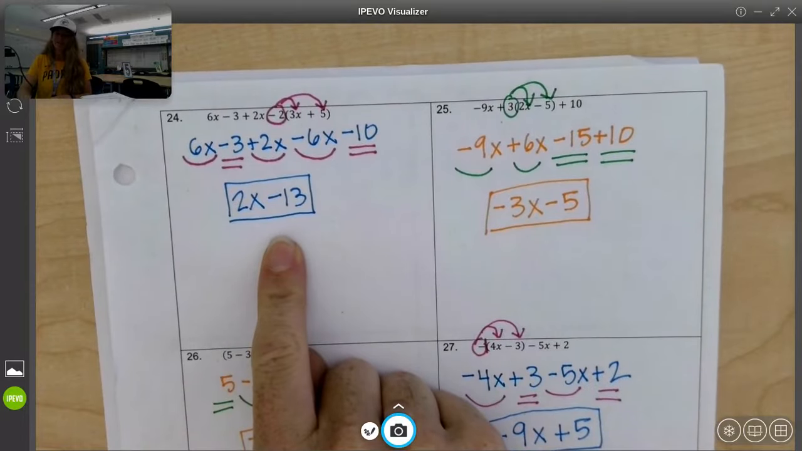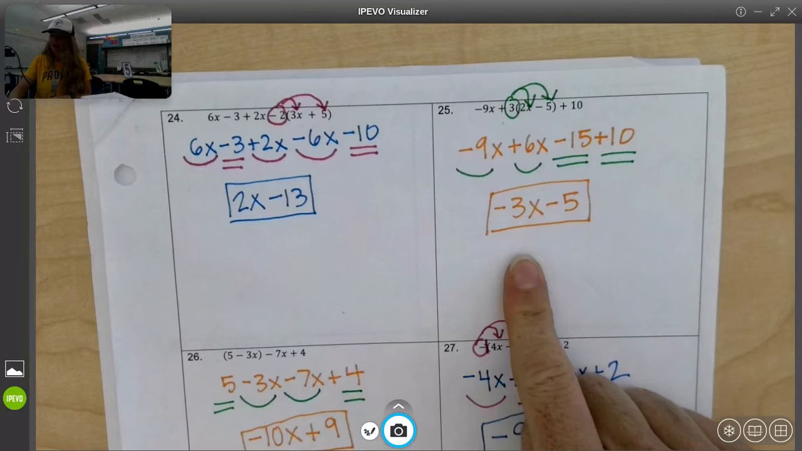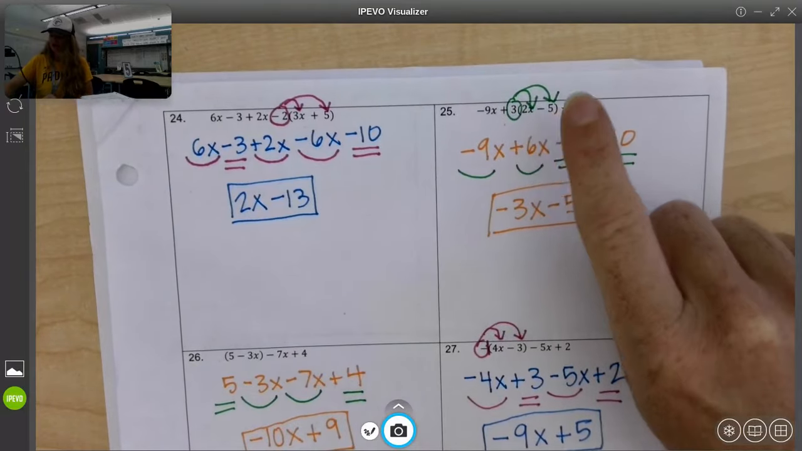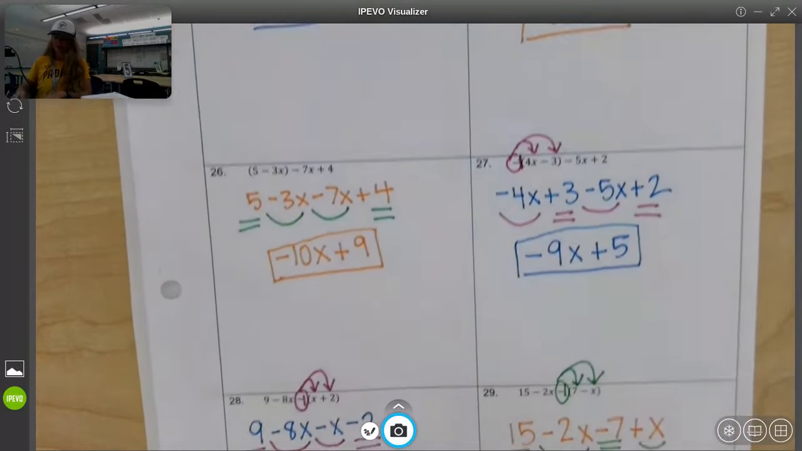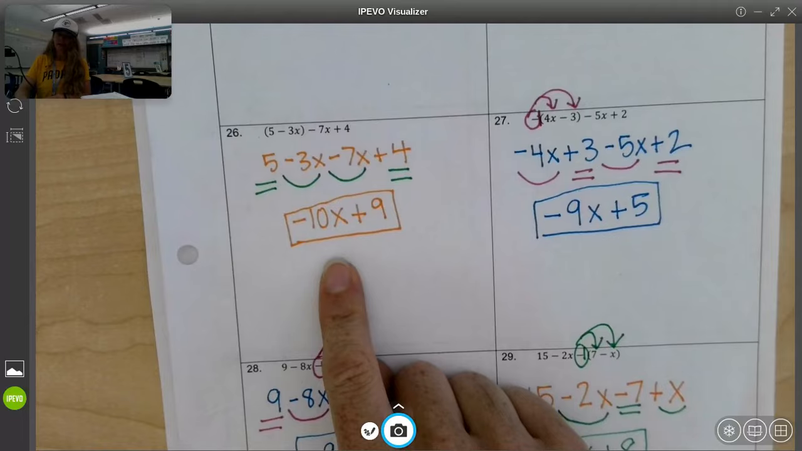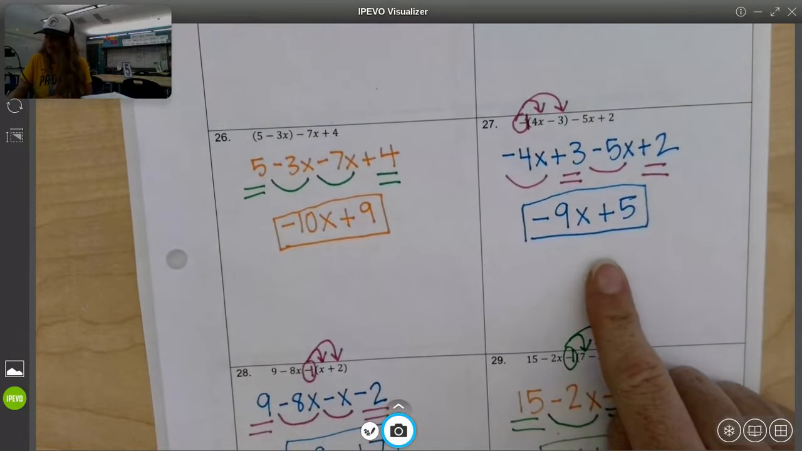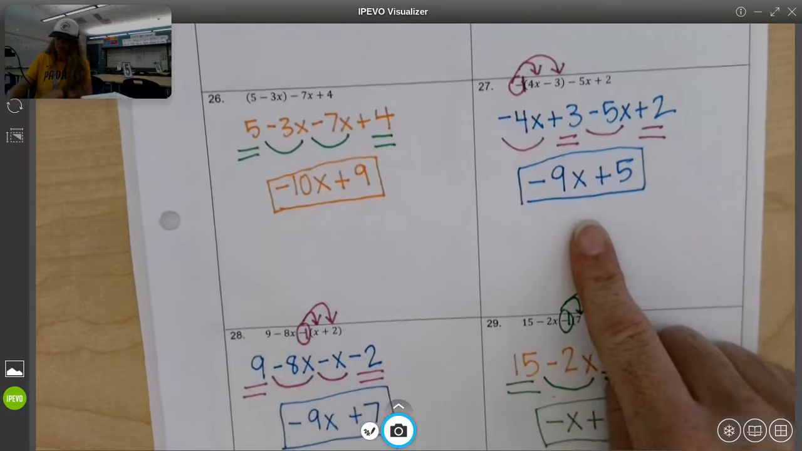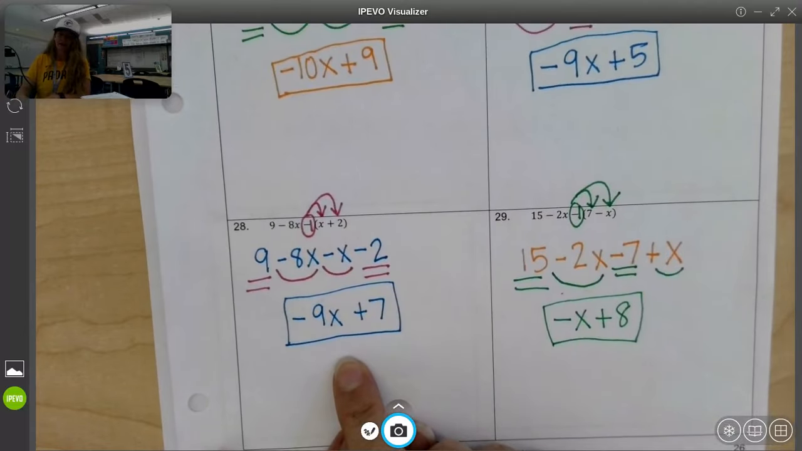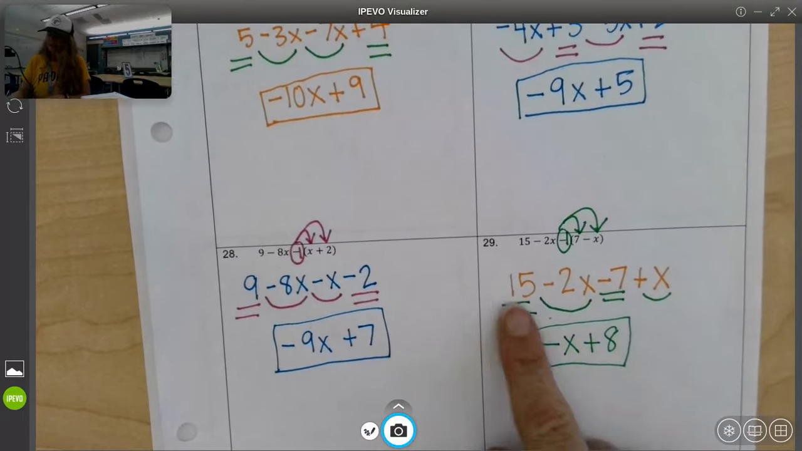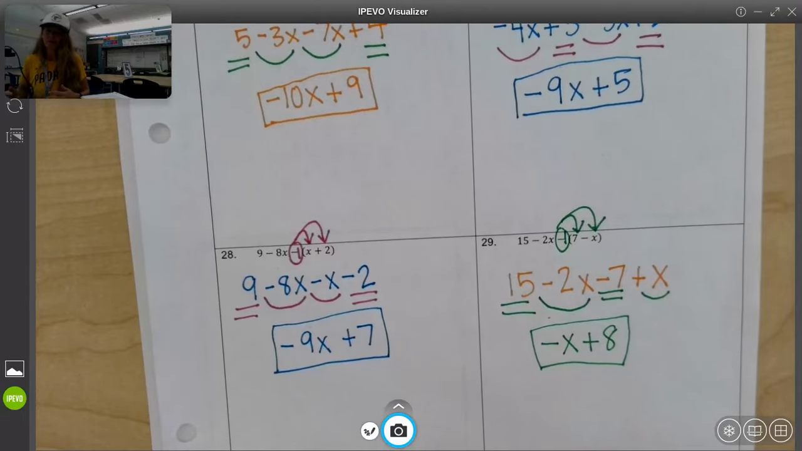24, 2x minus 13, 25, -3x minus 5. Again, don't forget you're circling the number you're distributing, showing that step. Number 26, -10x plus 9. 27, -9x plus 5. 28, -9x plus 7. And 29, -x plus 8. So this is the least amount of work you could show on these problems to be able to get full credit. So I did want to see that. Great job, mini mathematicians.